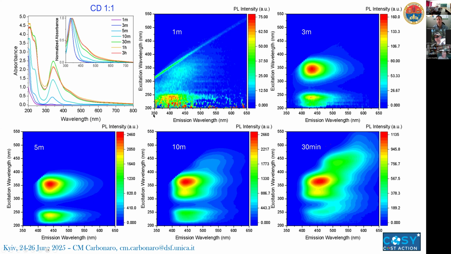So you see here that after the first minutes, we have the formation of some nice blue emitting molecules, and then at the end we have also the formation of something which is emitting in the green. You see, this is blue because it's emitting at about 425 nanometers with an excitation of 350 nanometers, and this is green because it is emitting above 500 nanometers by exciting the sample above 400 nanometers, which means exciting the blue with the emission in the green.